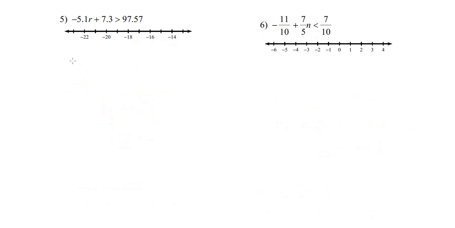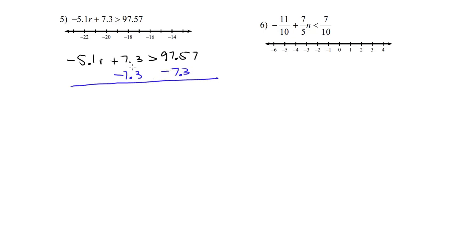All right, now for number 5, we have negative 5.1r plus 7.3 is greater than 97.57. Step 1, undo addition or subtraction. That's going to be this 7.3. Remember, again, it's not this negative 5.1 because that's right next to r, and that's multiplication. So we need to subtract 7.3 from both sides. These cancel out, leaving us with negative 5.1r is greater than, and 97.57 minus 7.3 is 90.27.